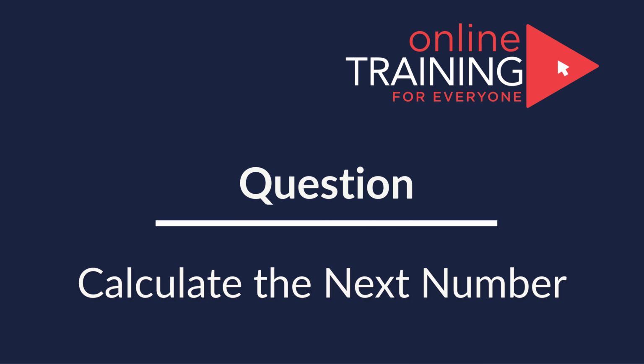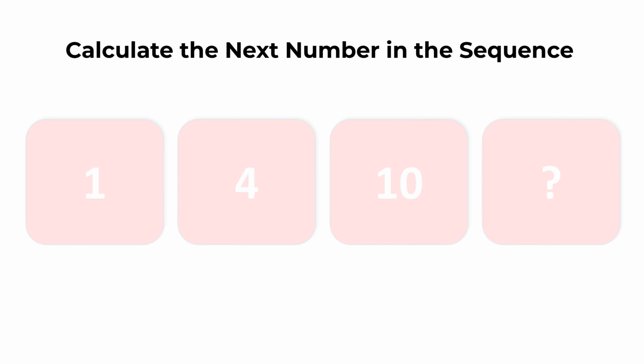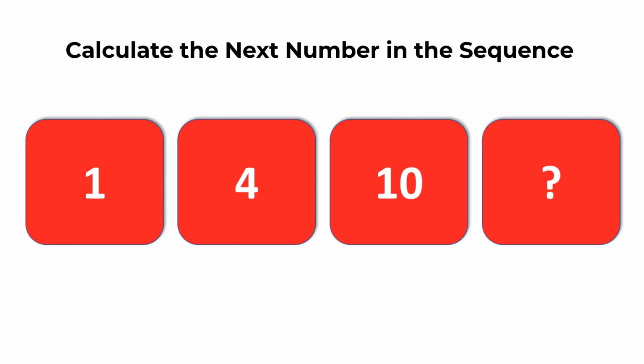Here's an interesting question which requires you to calculate the next number in the sequence. You're presented with 4 numbers. 3 of them are visible, and the 4th number you need to calculate. So the first 3 numbers are 1, 4, and 10, and you need to calculate the 4th number.